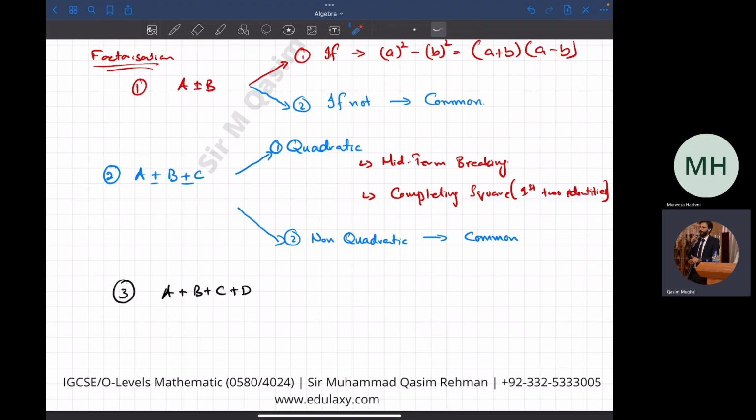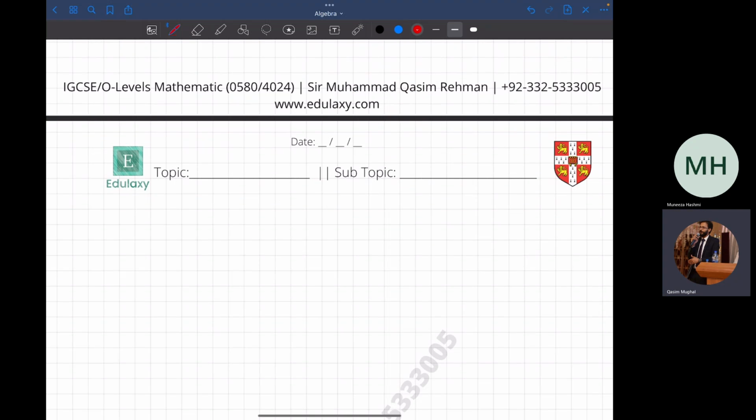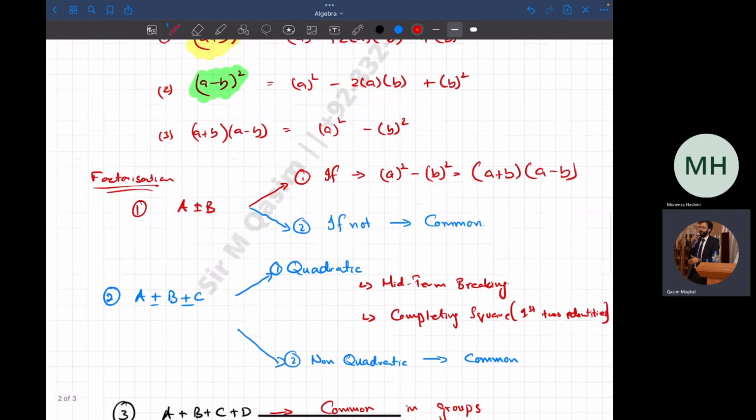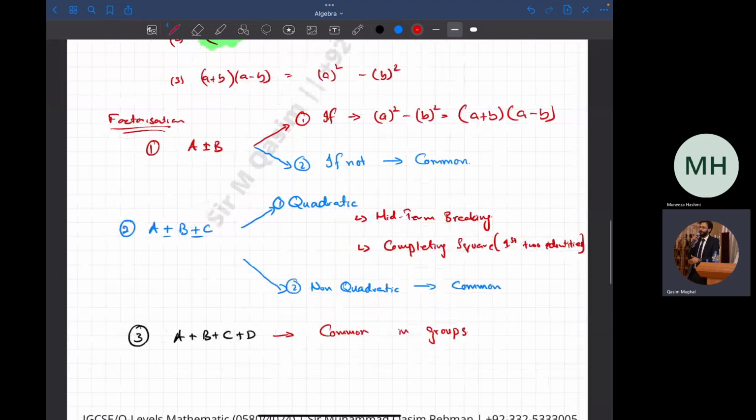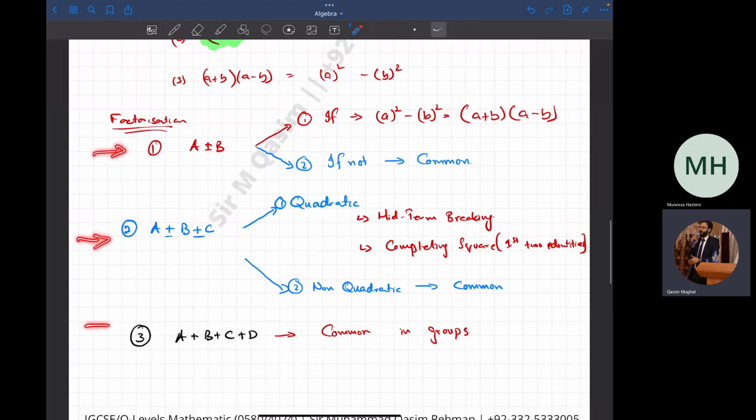And whenever you've got four terms, you always take common in groups. So I'll quickly go through an example of each kind so that we can discuss each of these possibilities. These are the only possible cases of factorization: two terms, three terms, four terms.